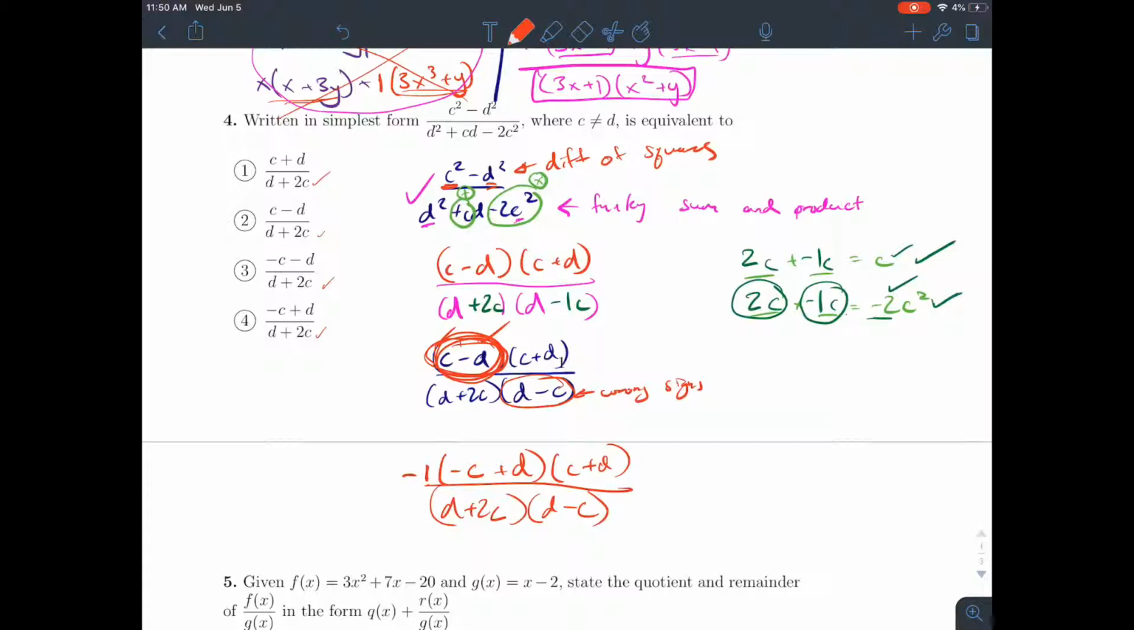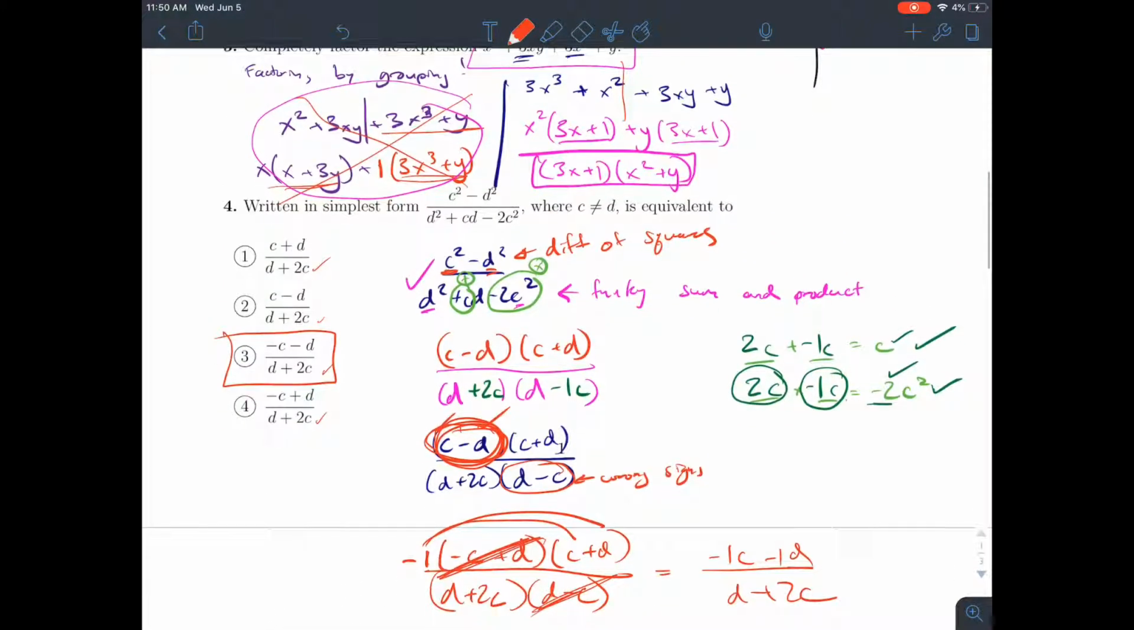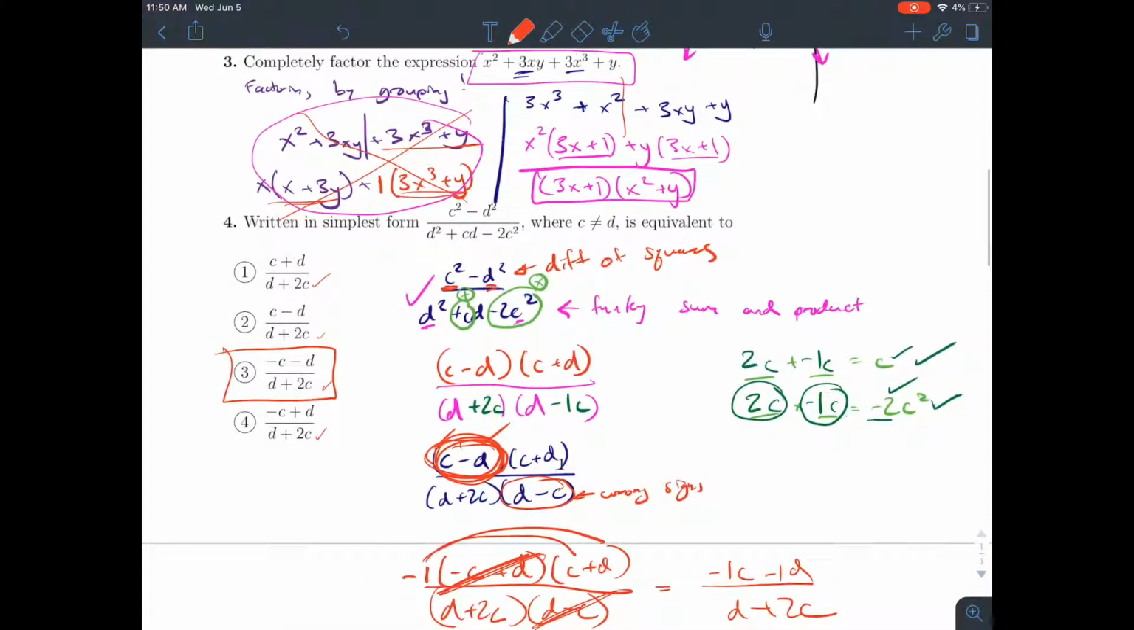Now we finally have our like terms that cancel. D minus c is the same thing as d minus c here. That gives us -1 times this. So we distribute that: -1c minus 1d all over d plus 2c. And I think now we see which one is our answer choice. It's choice 3. All right, so tough problems. But I guess we've already been reviewing factoring for a while, and I wanted to preview what the two most difficult factoring problems that I've seen on the Regents look like.